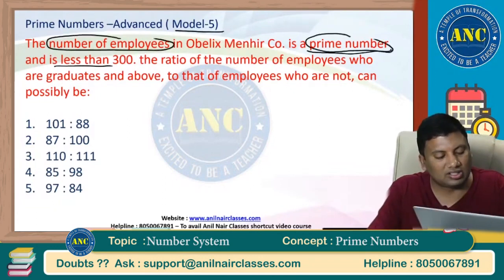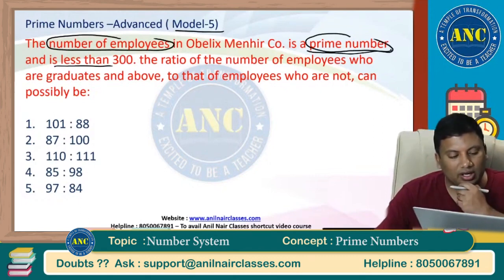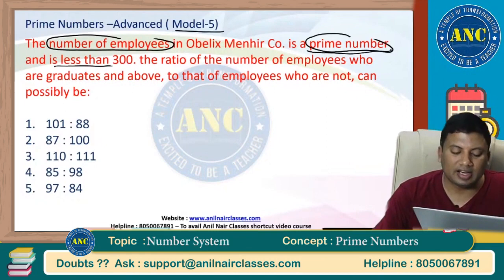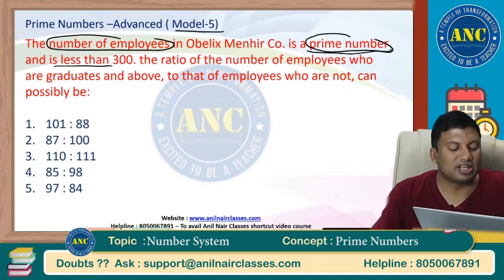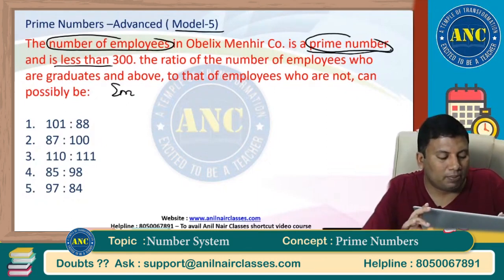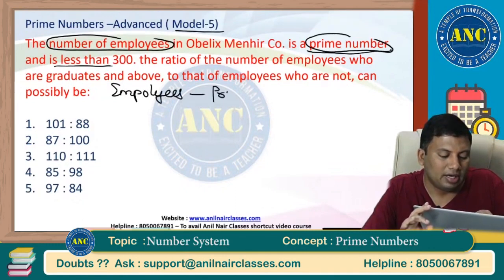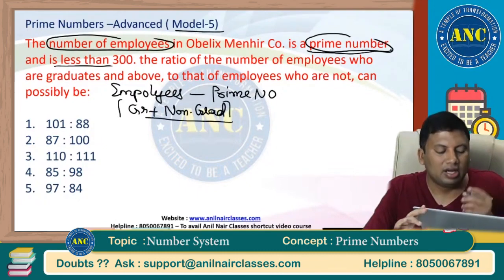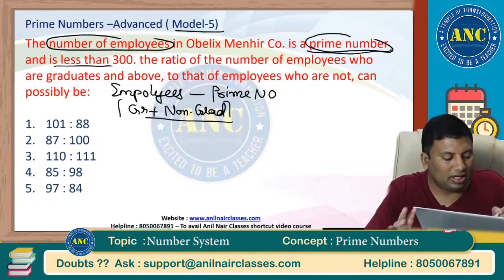This is the root cause of a problem. The ratio of the number of employees who are graduates and above and that of employees who are not graduates can possibly be... So the total number of employees should be a prime number. And these employees, some are graduates and some are non-graduates. The sum should be a prime number.